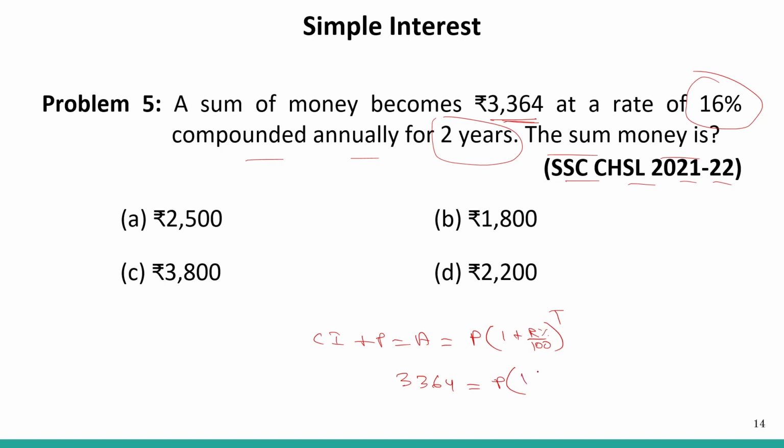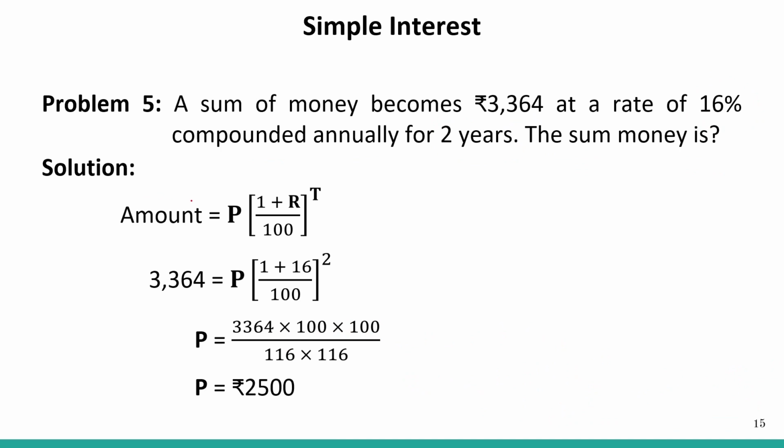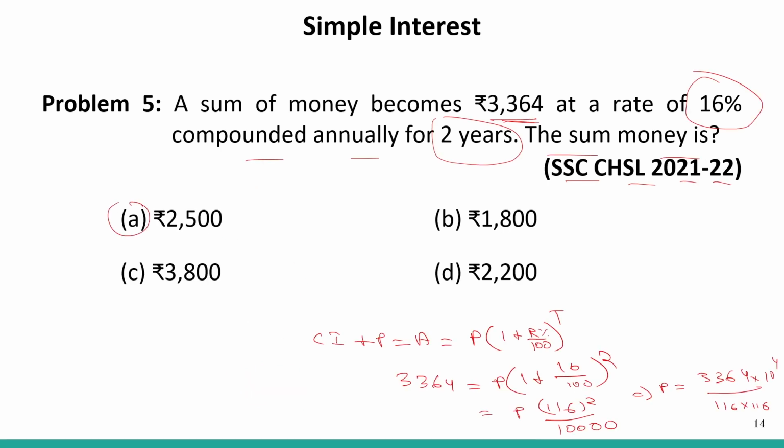So this will be 1 plus R, which is given to us as 16, by 100 whole power 2. So this will be P into (116 by 100) whole square. This implies that P is equal to 3364 by 116 into 116 into 10 power 4. Let's see the solution. The amount is this much, so this formula is used here. What we are left with is nothing but 2500. So 2500 is the correct answer, option A.